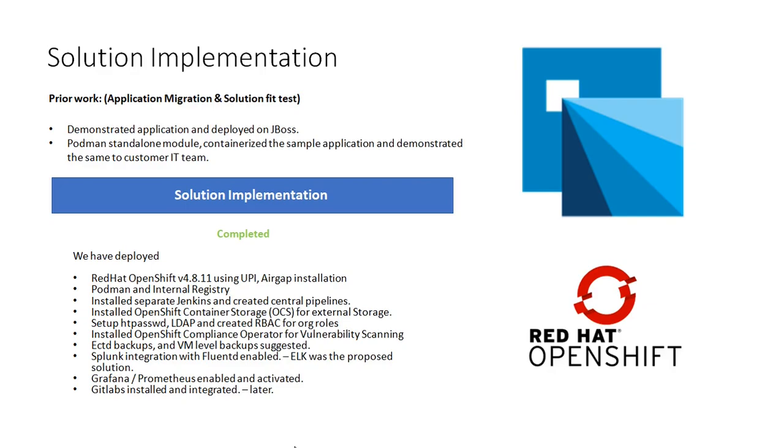Installed the OpenShift Compliance Operator for vulnerability scanning, etcd backups, and VM-level backups were suggested. Splunk integration with Fluentd was enabled. ELK was the proposed solution. Grafana and Prometheus were enabled and activated. GitLab was installed and integrated. Later planned.